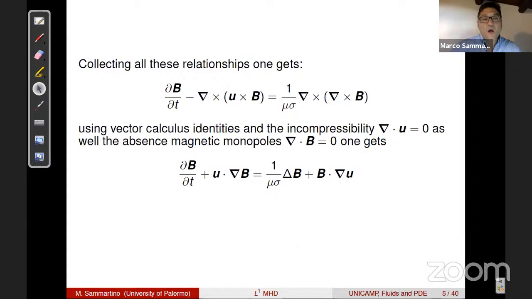Okay. So if one collects all these and does some algebra, one derives that the time derivative of the magnetic field is equal to what you see here, where mu is the magnetic permeability constant. And using some calculus identities and the incompressibility of the velocity field, one derives the usual form of the equation for the magnetic field.